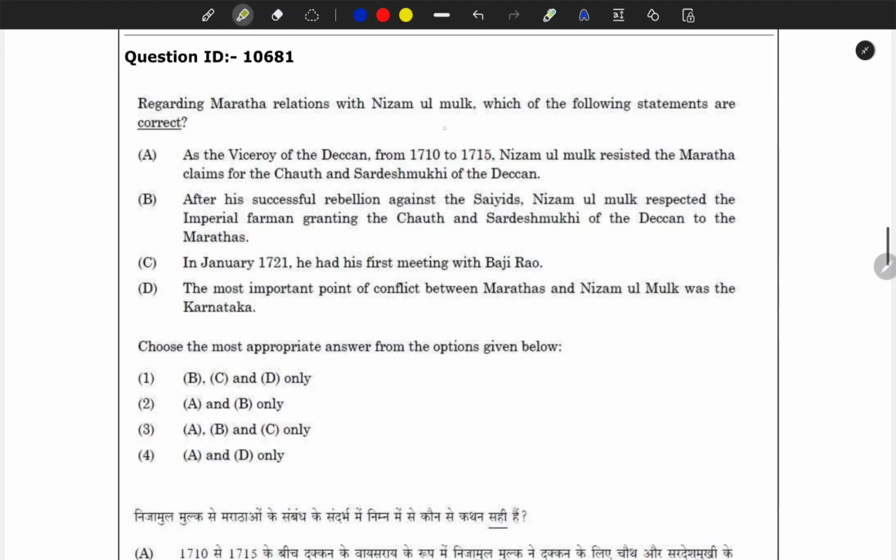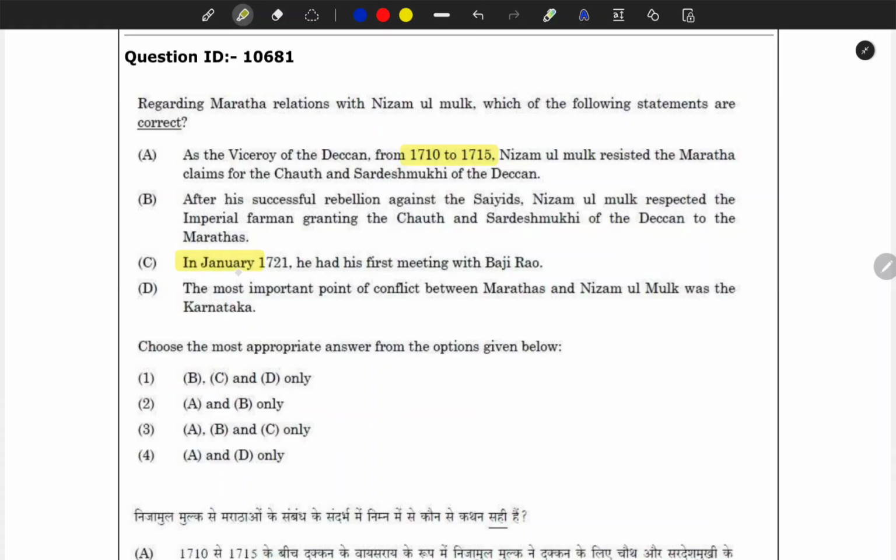Regarding Maratha relations with Nizam al-Mulk, which of the following statements are correct? Again, they have given the statements. So here I will read the statements one by one. So as the Viceroy of Deccan from 1710 to 1715, Nizam al-Mulk resisted the Maratha claims for Chauth and Sardeshmukhi. Okay, here it's a pure fact.